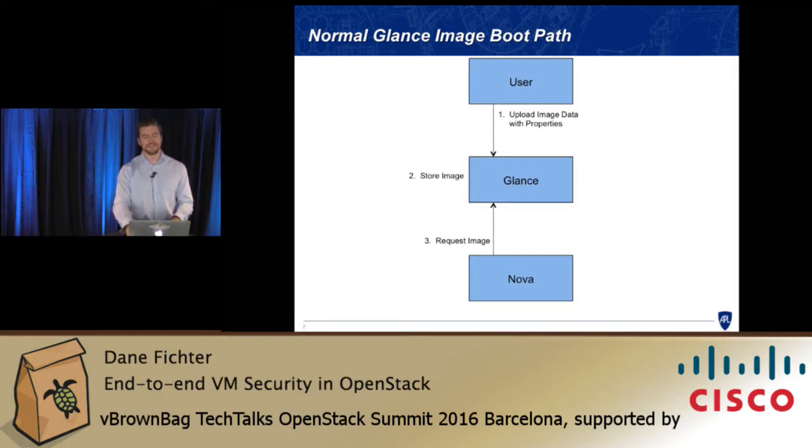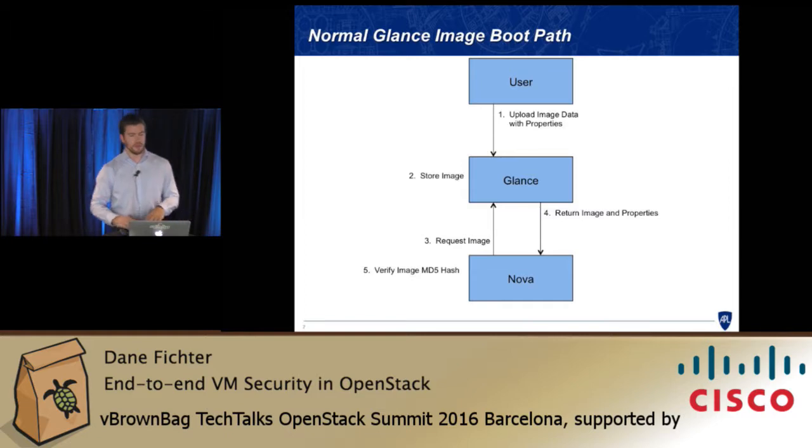When the user would like an instance of this image, they request it from Nova. Nova will then request the image data from Glance. Glance will return the image data along with the associated metadata as properties. Then this is the only verification check that occurs in the normal non-signature-verification workflow. Nova just simply performs an MD5 verification.